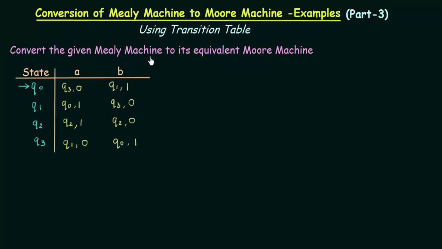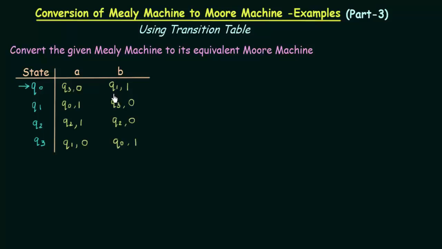Convert the given Mealy machine to its equivalent Moore machine. Here we have a Mealy machine given, which is a transition table of this Mealy machine, and we have to convert this to its equivalent Moore machine. Alright, so as we start, let us check what are the states we have. We have states Q0, Q1, Q2, Q3, and we have inputs A and B, and we have outputs zeros and ones. And since this is a Mealy machine, this shows us where the states go on getting input A and B and the outputs that are associated to the transitions of the states.